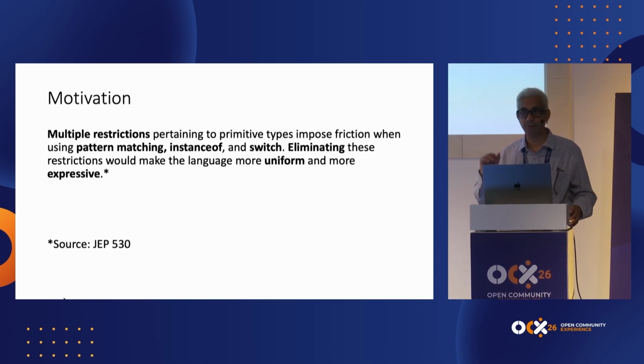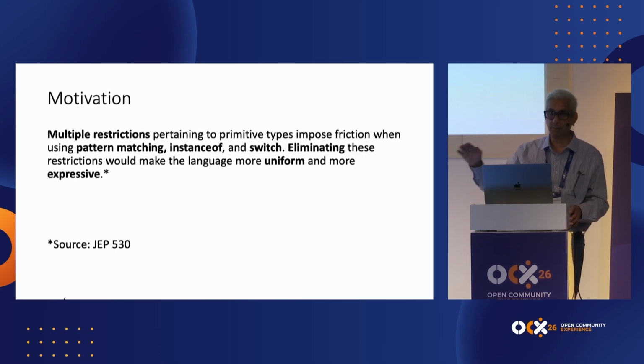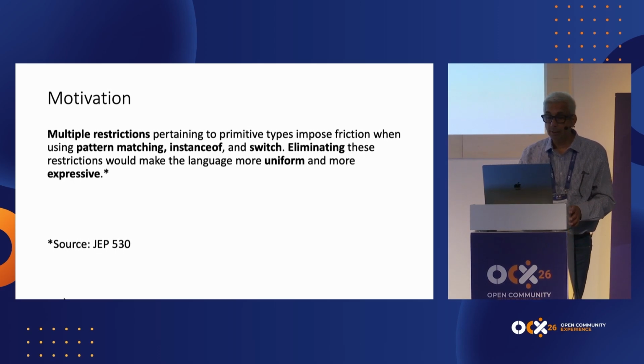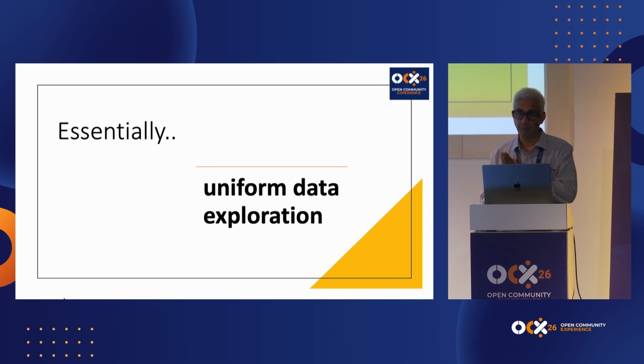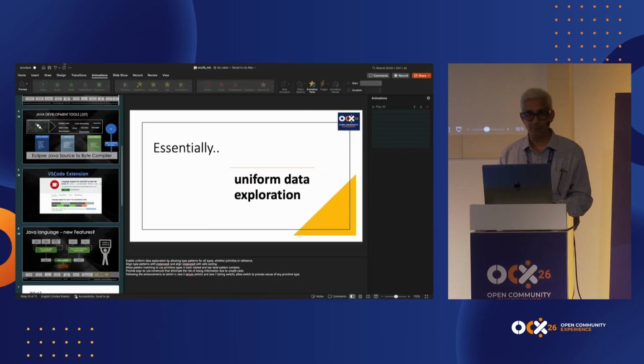So these are the three things we are going to cover. Pattern matching has sub items like instanceof pattern matching, switch pattern matching, and record pattern matching. Eliminating these restrictions would make it more uniform, especially from a programmer's perspective. The idea is uniform data exploration. Now let's get into the code.